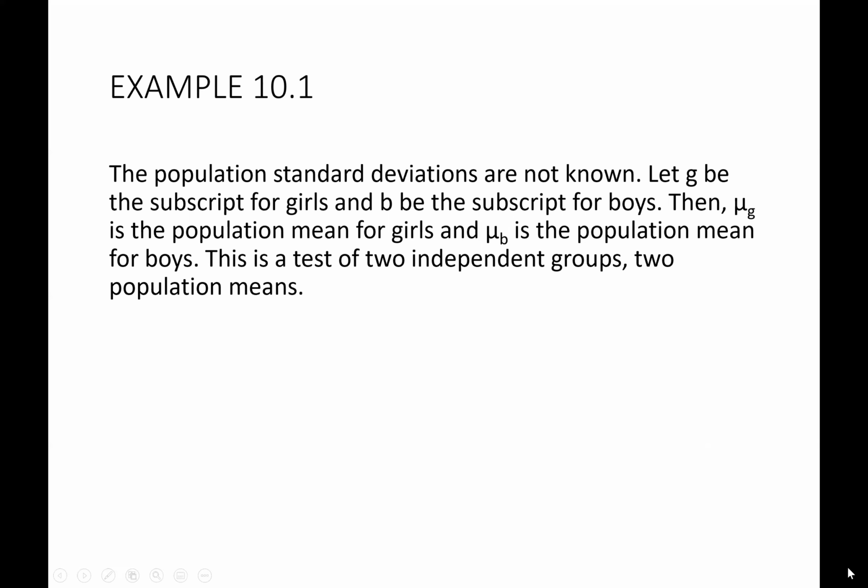Okay, so since the population standard deviation is not known, we are going to use a t-test, and we're going to use the subscripts G for girls and B for boys. So mu sub G is the population mean for girls, and mu sub B is the population mean for boys. And this is a test of 2 independent groups, 2 population means. So how do we form our null and our alternative hypothesis?